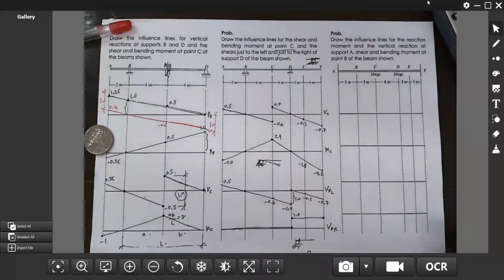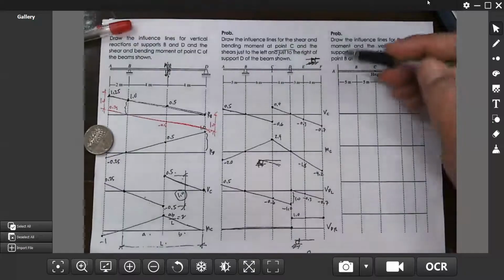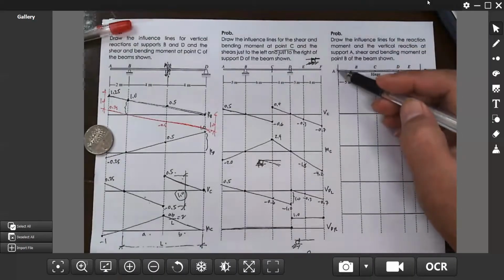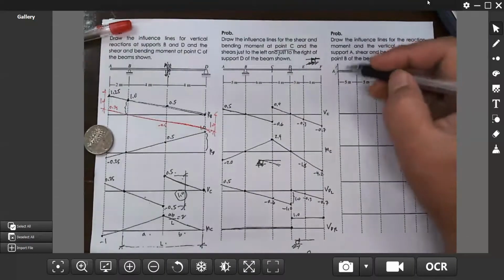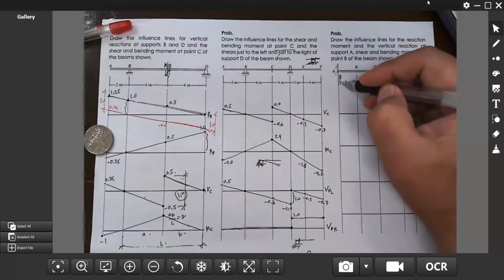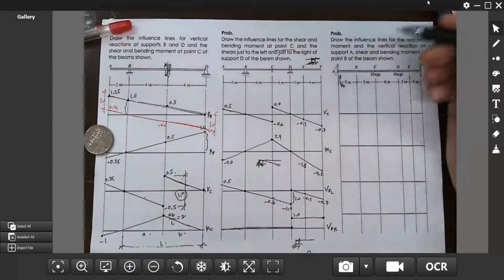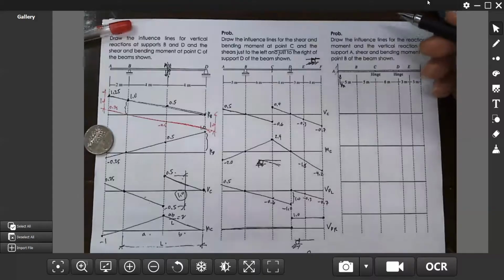Sa ikatulo, draw the influence lines for the reaction moment and the vertical reaction at support A, shear and bending moment at point B of the beam shown. So, ang A na to kay fix man eh. So, ang reaction na to dire is upward, RA, and then moment, ayun. So, sige.